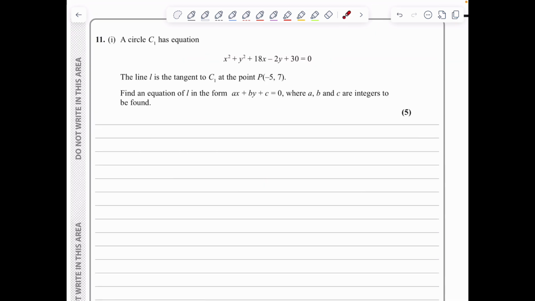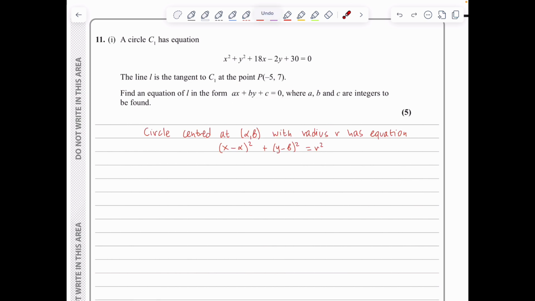In 11i, we've got a circle C1 with this equation here. The line L is the tangent to the circle at the point P, negative 5, 7. And we need to determine an equation for this line L in the form ax plus by plus c is 0, where a, b, and c are integers to be found.